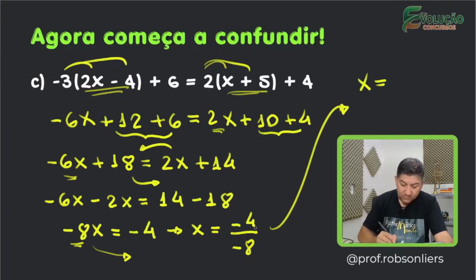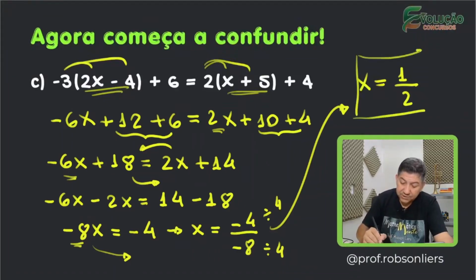Now 4 over 8 we can simplify by 4. Simplifying the top and bottom by 4, 4 divided by 4 is 1. So it will be 1 here over 8 divided by 4 is 2. The result is positive because minus divided by minus gives plus. We found it here. Here, x equals 1 over 2.